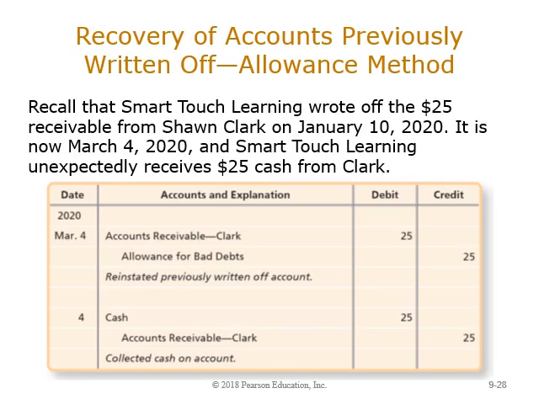For the recovery of accounts previously written off, we can still do that just like we did with the direct write-off method. In this case, on March 4th, we unexpectedly received that $25 from our client, Sean Clark, and we need to account for that. Once again, we're just going to reverse that previously written off entry. We debit accounts receivable Clark and credit allowance for bad debts. Then we receive that money just as we normally would: a debit to cash and a credit to accounts receivable for Clark.